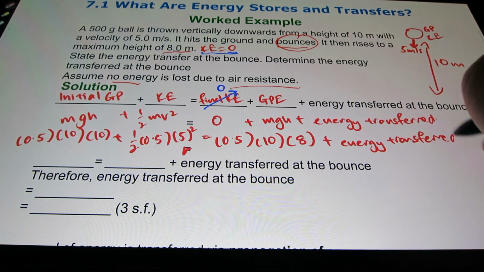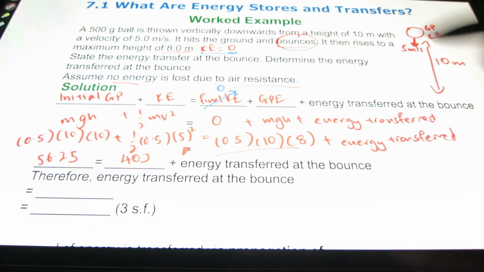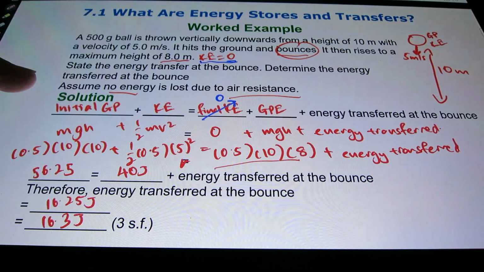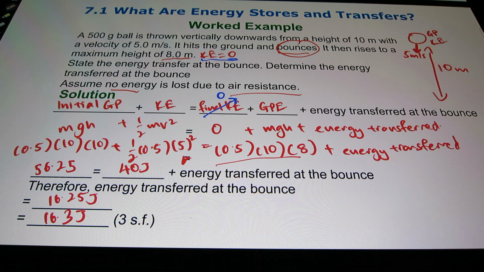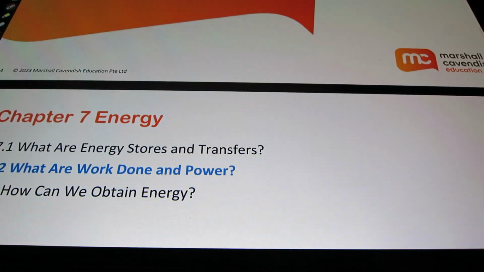So just punch these numbers into the calculator. You get that the sum of these two is 56.25 joules. This number here is 40 joules, which allows me to calculate how much energy is transferred, which is actually 16.25 joules, or 16.3 joules to 3SF. That brings me to the end of the principle of conservation of energy and the energy transfer model via the OEA. The next one we're going to cover is on work done.